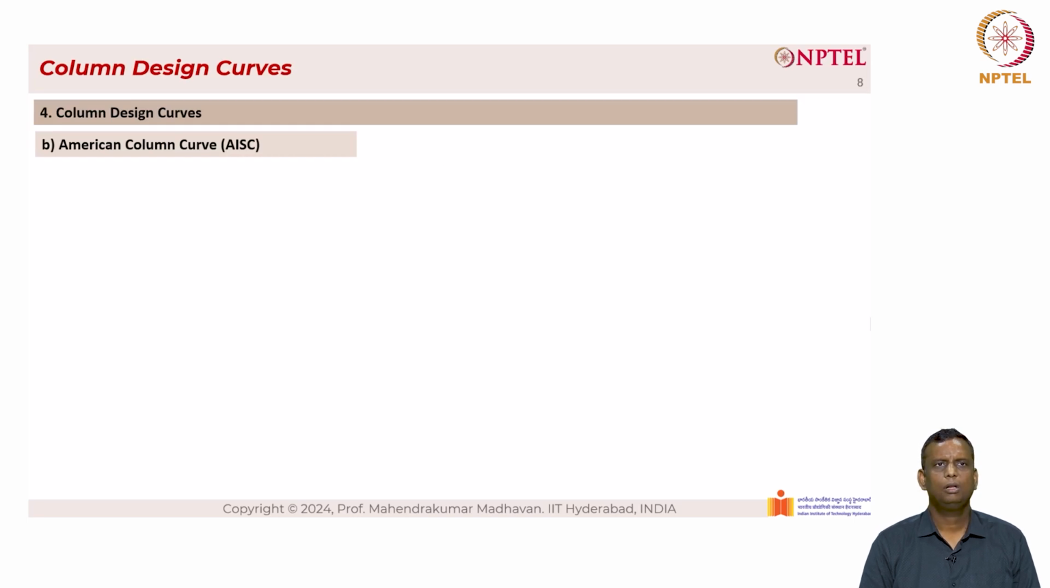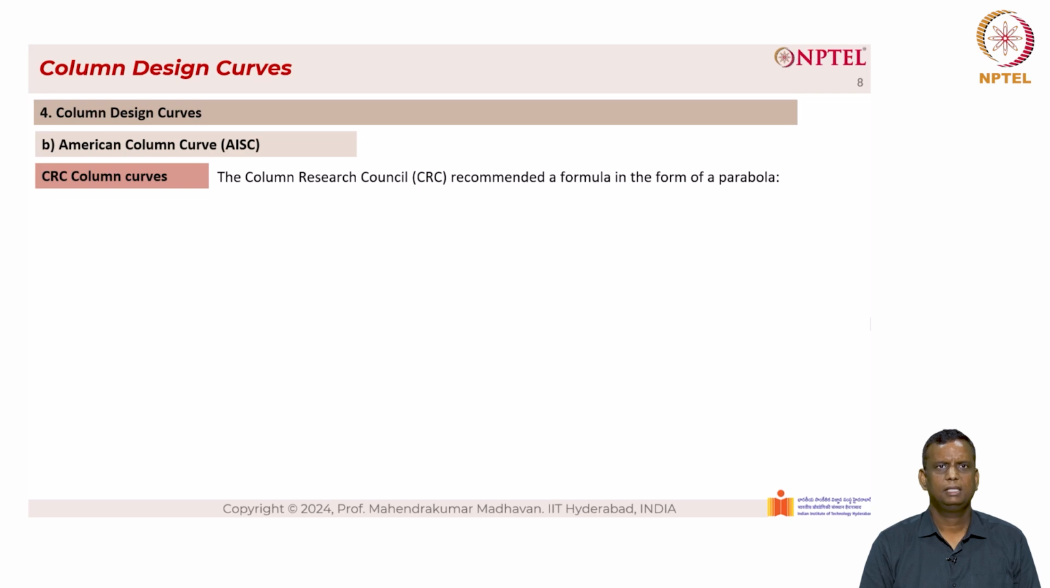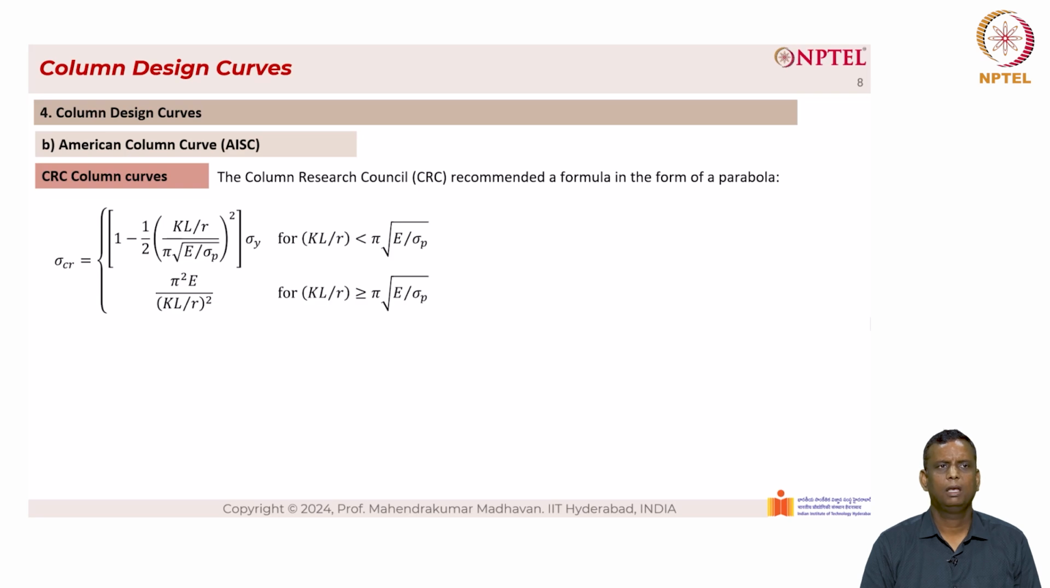So the American column curve AISC is basically coming from the CRC curve, for which the Column Research Council recommended a formula in the form of a parabola. Sigma critical is given as 1 minus half into the square of KL by r divided by pi into root of E by sigma sub P, into sigma Y, for KL by r less than pi into root of E by sigma sub P. And the next one is pi square E divided by the square of KL by r, which is for long columns, for KL by r greater than or equal to pi into root of E by sigma sub P.